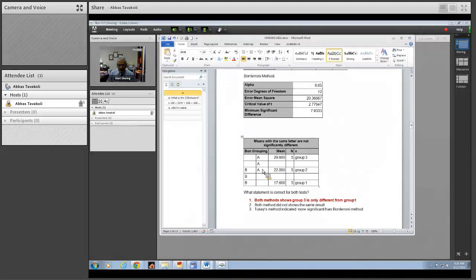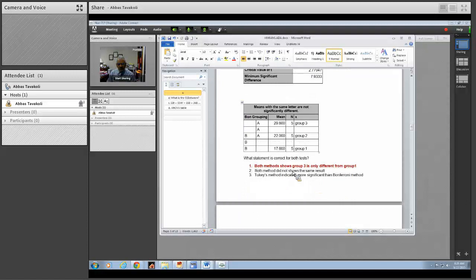When it lines up, it means these groups are the same. So there is no difference between 3 and 2. There is no difference between 2 and 1 because the B letter is for groups 2 and 1, and the A's line up for that. The only thing we don't see lined up is between group 3 and 2. So both methods should show group 3 is only different from group 1.